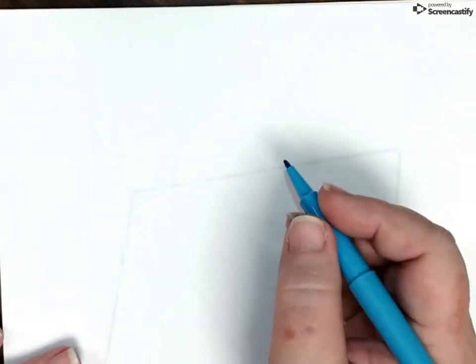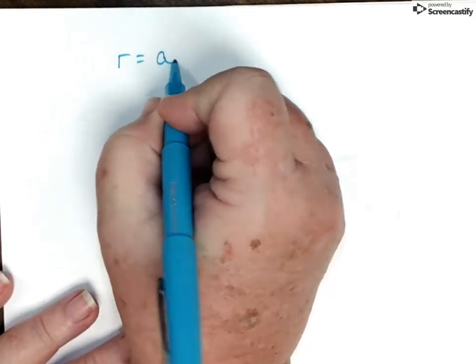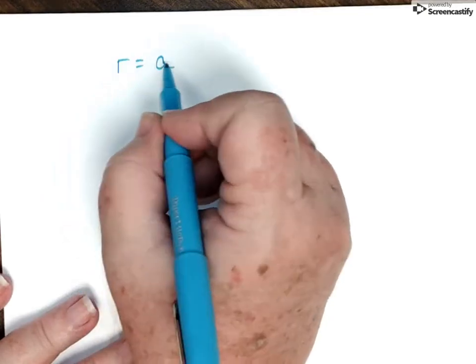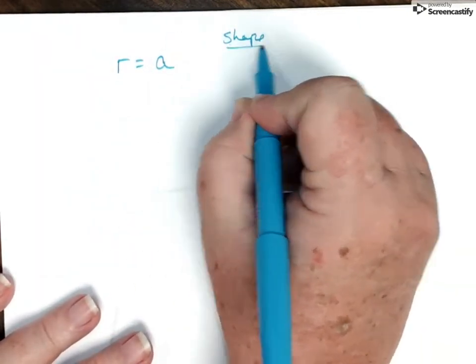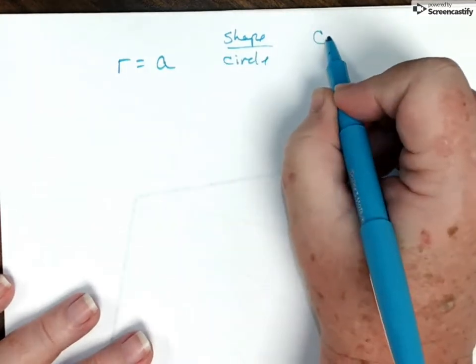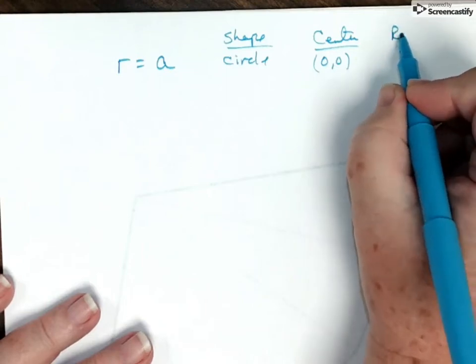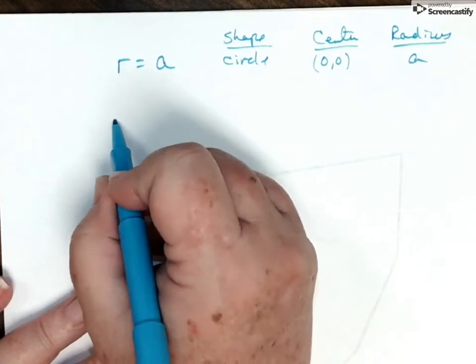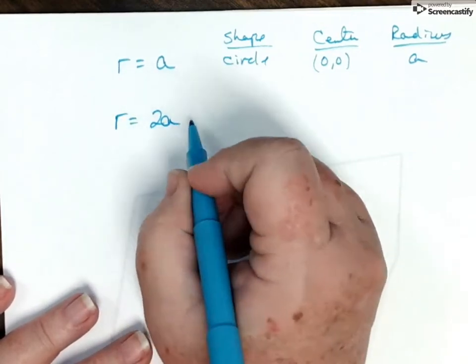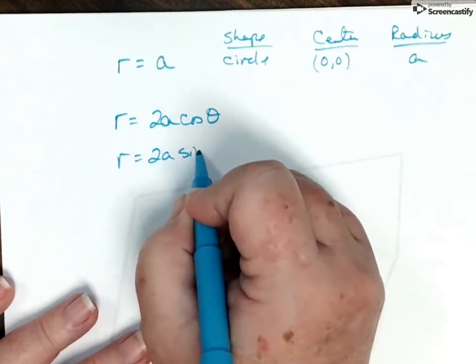Now, wouldn't it be nice if I had a set of equations that would work for every circle? So when I start, I have r equals a. That was the first problem that we graphed, r equals 3. And remember, this was a circle with its center at 0, 0, and it had a radius of a. But what if the equation was r equals 2a cosine of theta, or r equals 2a sine of theta?